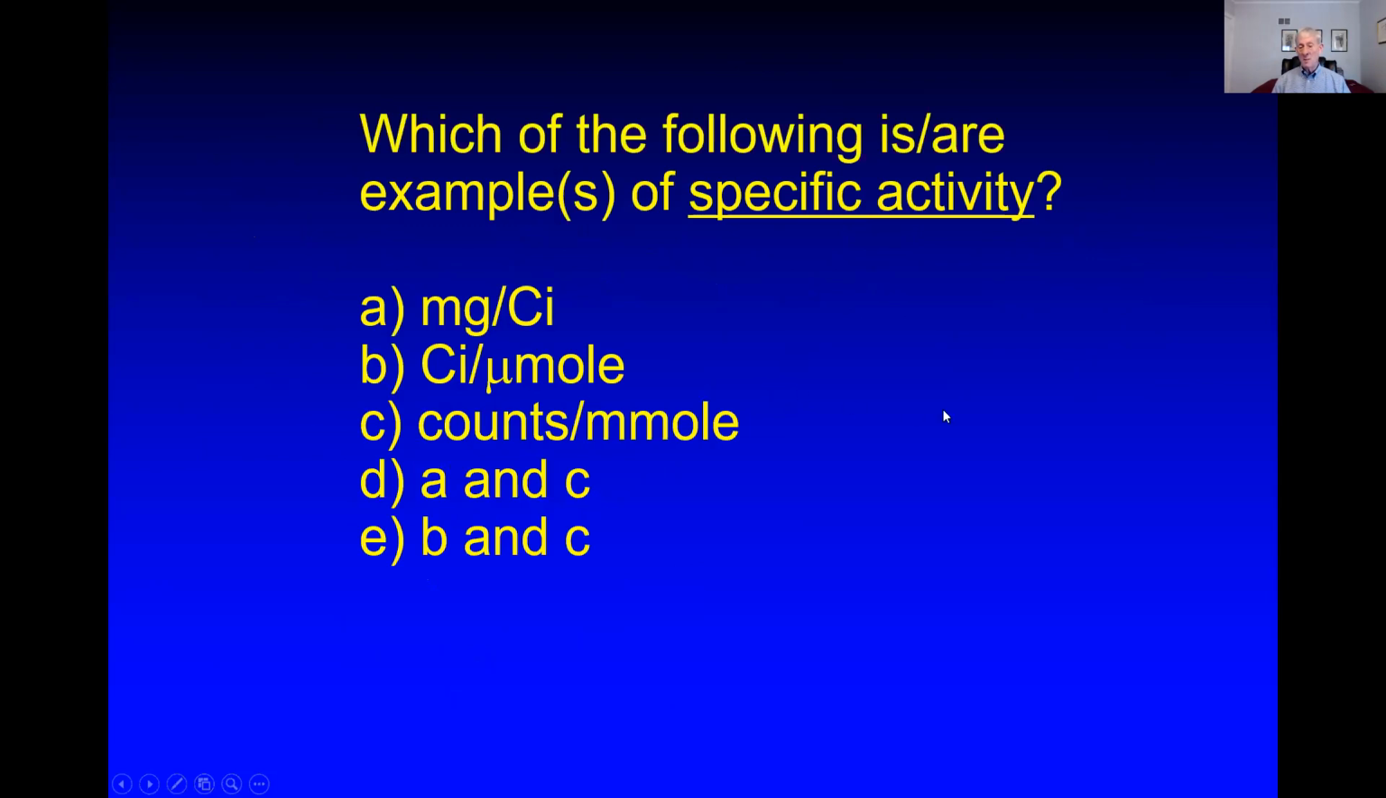Here's one more. Which of the following are examples of specific activity? Let's go down the list and just say yes or no. Milligrams per curie. No. The real answer is no. But if you took the reciprocal of it and converted it to curies per milligram, that would be okay. But not in this format. This is mass over activity. That's wrong. How about this one? Curies per micromole. Is that a good one? Yes, for sure. Activity over mass.